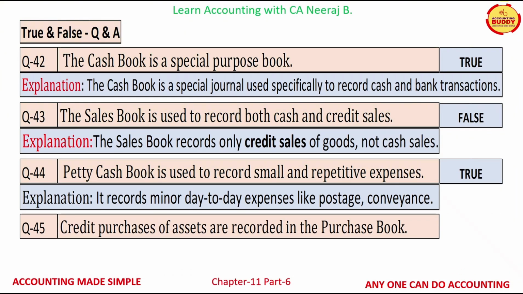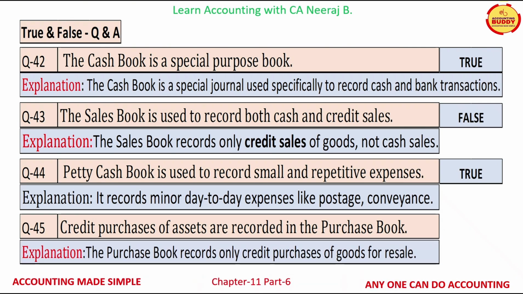Question number 45: credit purchases of assets are recorded in the purchase book. The fact is the purchase book records only credit purchases of goods for resale. Therefore, this is a false statement.